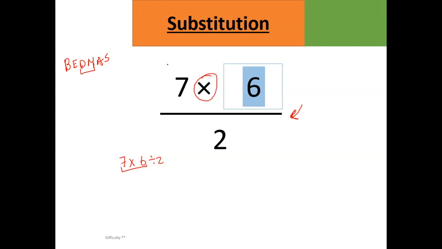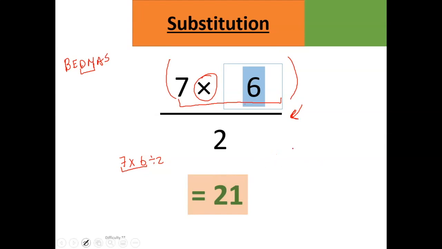So I always tell my students, if you have a fraction and you have something happening on the top, when in doubt, add brackets. Because the calculator will then know to do brackets first. It'll know to do all of this before it divides by 2. So this one, we get 21. 7 times 6 divided by 2 is 21.